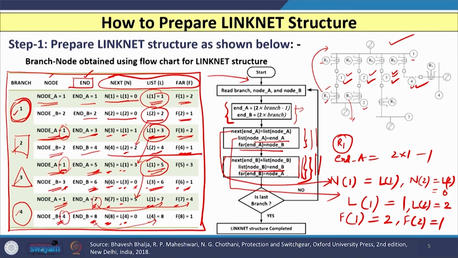So, F8 is equal to node A, that is 1. So, that value becomes 1. So, this is how we can prepare the branch node table in linked net structure using algorithm 1.